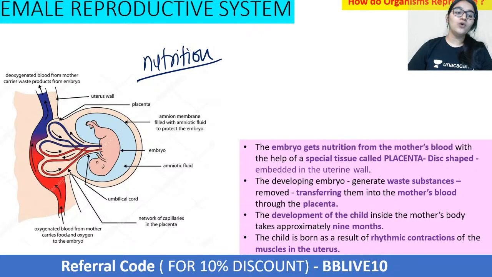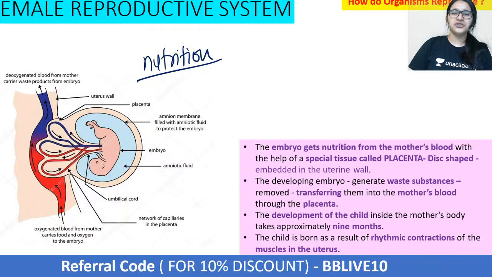So the placenta also supplies blood, because the baby cannot eat food by itself, right? That is why the placenta carries oxygenated, highly nutritious blood into the baby's body. And how does it do that? It does that through the umbilical cord. As you can see, this is the umbilical cord bringing the oxygenated blood.